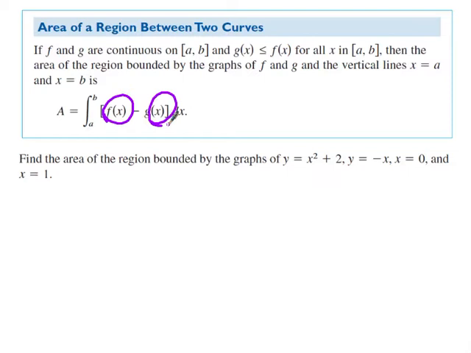Okay. And so, notice the first example says find the area of the region bounded by the graphs of y equals x squared plus 2, y equals negative x, x equals 0, and x equals 1. So first things first, we know we're integrating from 0 to 1. Now we have to find out what graph is above the other. So you're going to have to graph both of those graphs in the same window. Okay, so let's go ahead and graph in y1 x squared plus 2. And then let's go ahead and graph negative x.